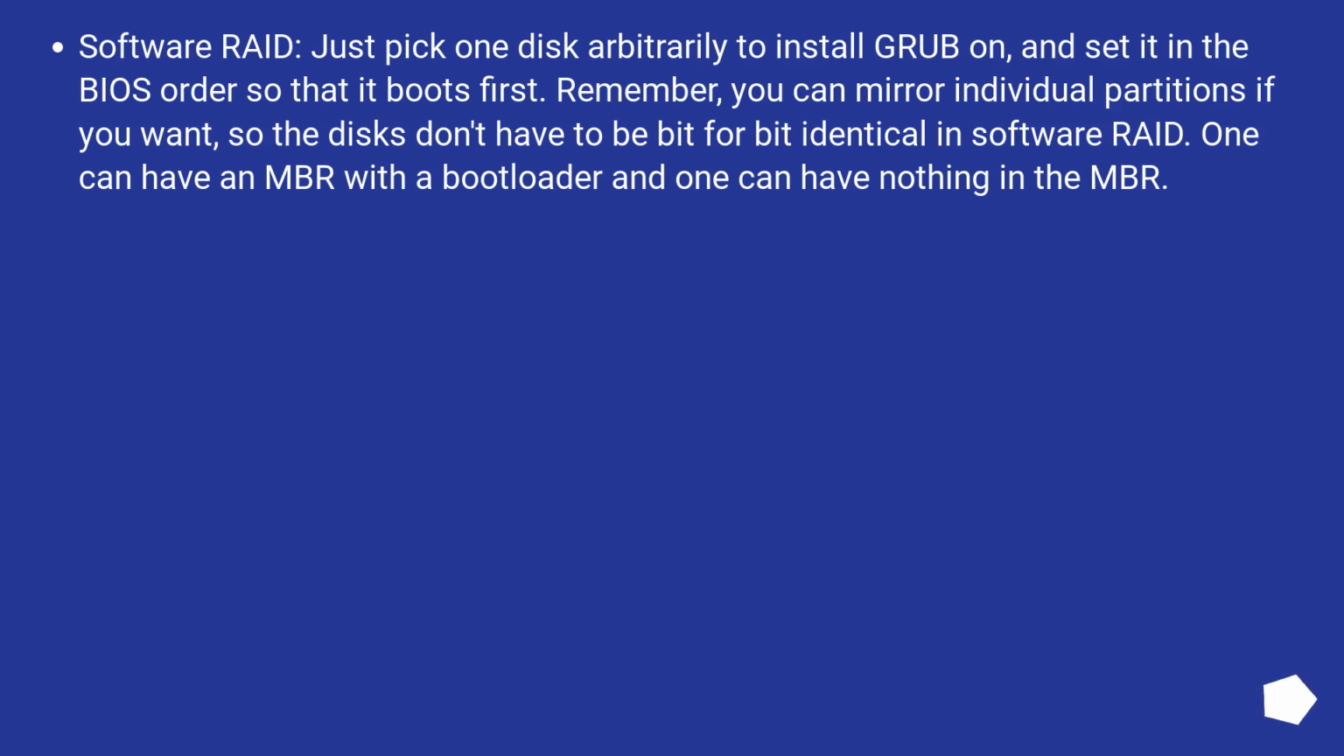Software RAID. Just pick one disk arbitrarily to install grub on, and set it in the BIOS order so that it boots first. Remember, you can mirror individual partitions if you want, so the disks don't have to be bit for bit identical in software RAID. One can have an MBR with a bootloader and one can have nothing in the MBR.